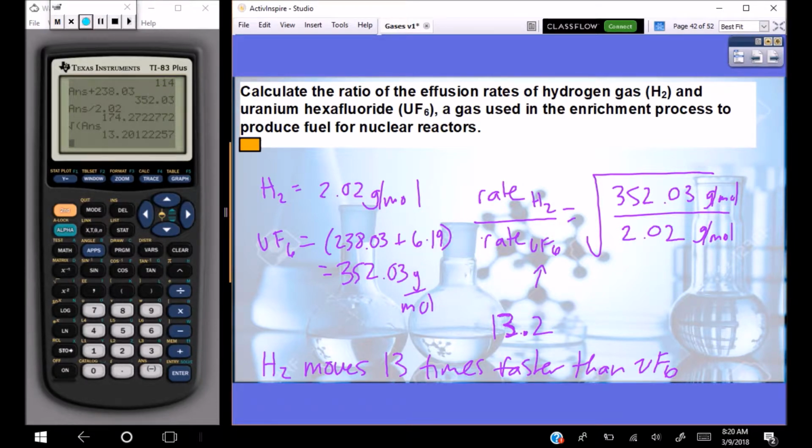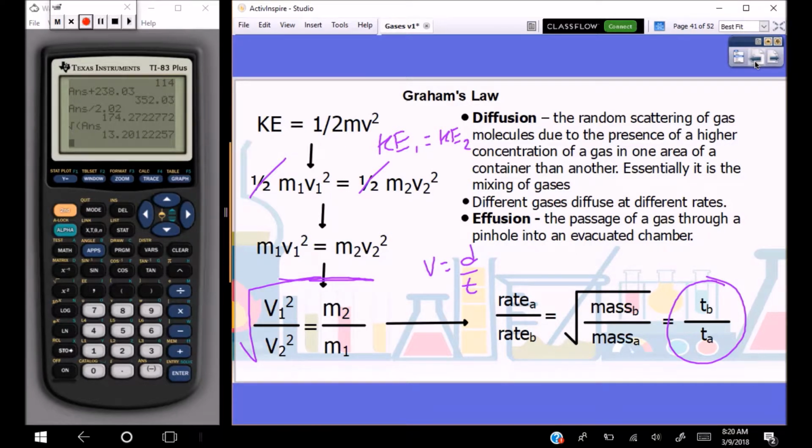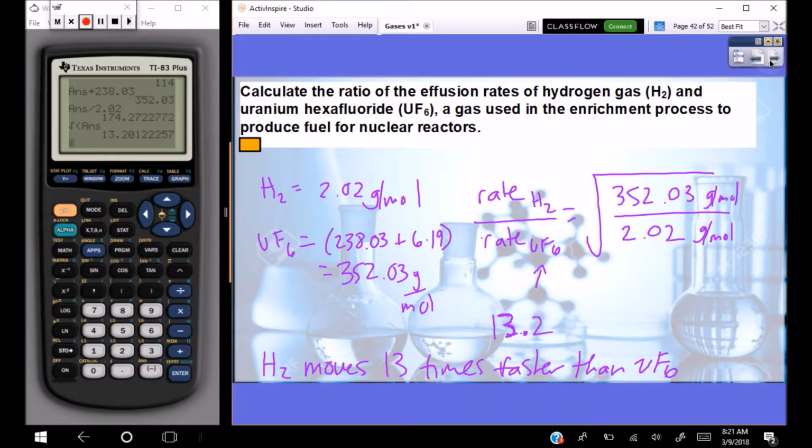Sometimes they might give you times. Just remember that if they give you the times, plug that in and relate that to the rate, you can skip that center step. Or sometimes they'll give you the times and ask you about the masses. We know that they're also going to be proportional given this equation.